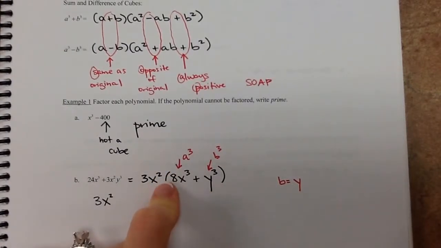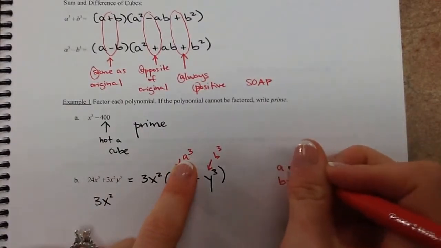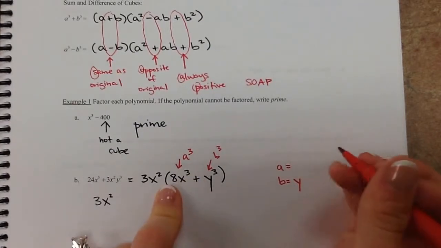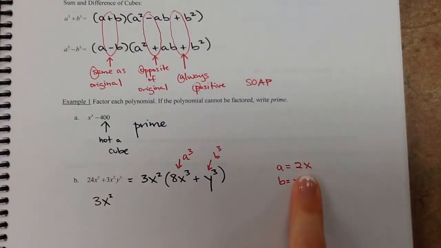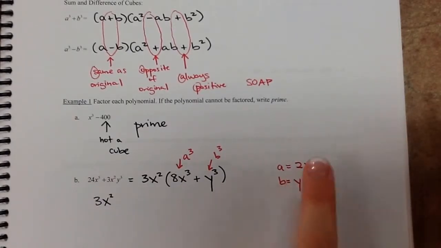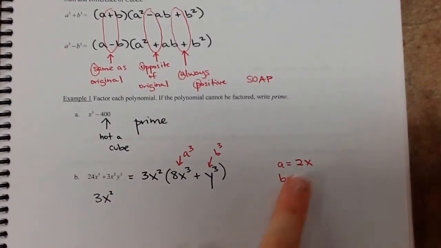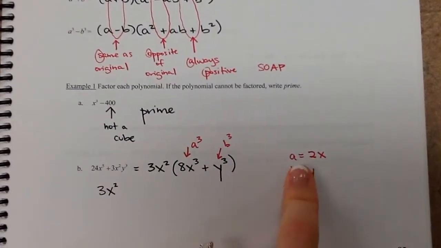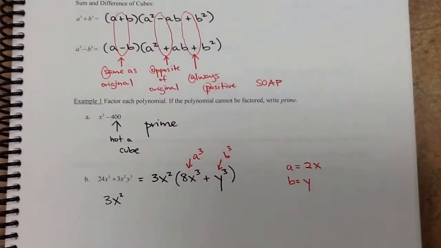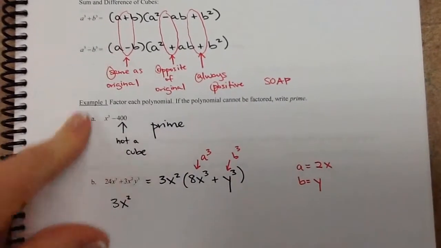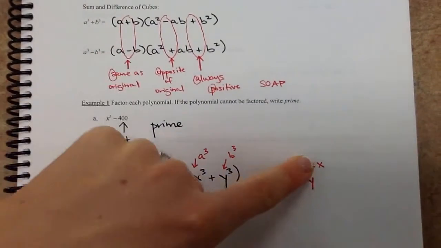A cubed is 8x cubed. So if you're trying to figure out what a is, it's like, what did I multiply by itself 3 times to get 8x cubed? Well, the cube root of 8 is 2, and the cube root of x cubed is x. So if I take this and multiply by itself 3 times, 2x times 2x times 2x, I will get 8x cubed. Same thing with y. Y times y times y gives me y cubed. So every single time I see an a in this formula up here, I'm going to replace it with a 2x. Every single time I see a b, I'm going to replace it with y. Okay, so don't forget about your 3x squared. Since this is the sum, we're using this formula. So we start with a plus b. So I write 2x plus y.